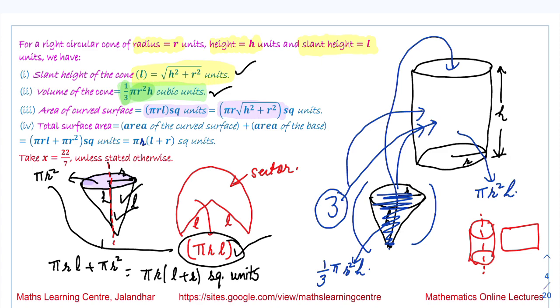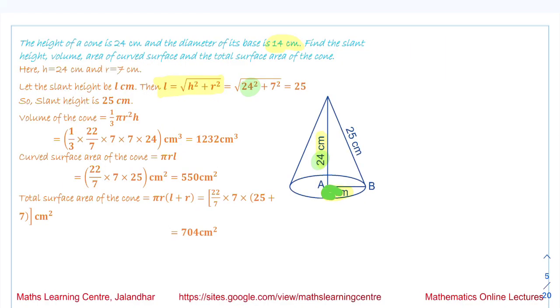We are just using the formulas directly. For slant height, L is equal to square root of h square plus r square. Now what is h over here? It is 24 square, and r is 7 square. So it is 24 square plus 7 square, and when you solve this, you get the answer 25. So 25 is the slant height.